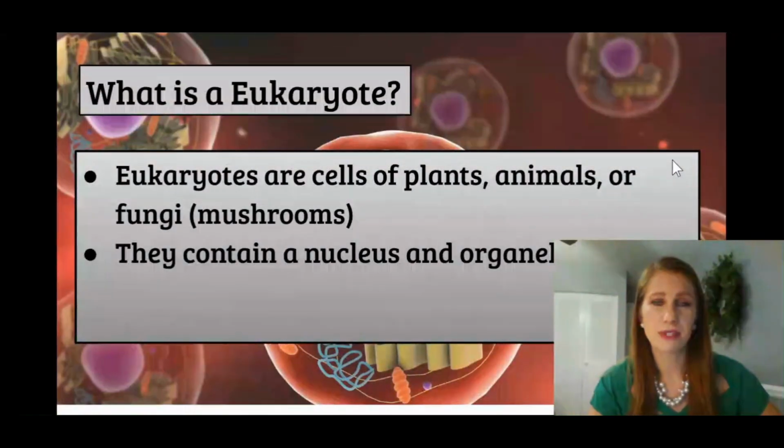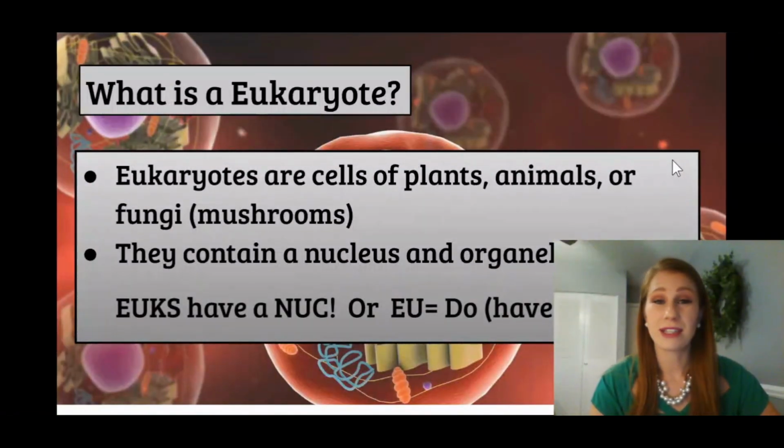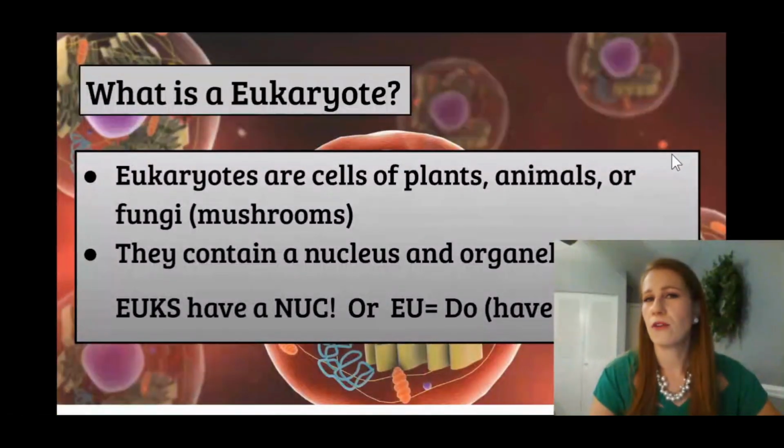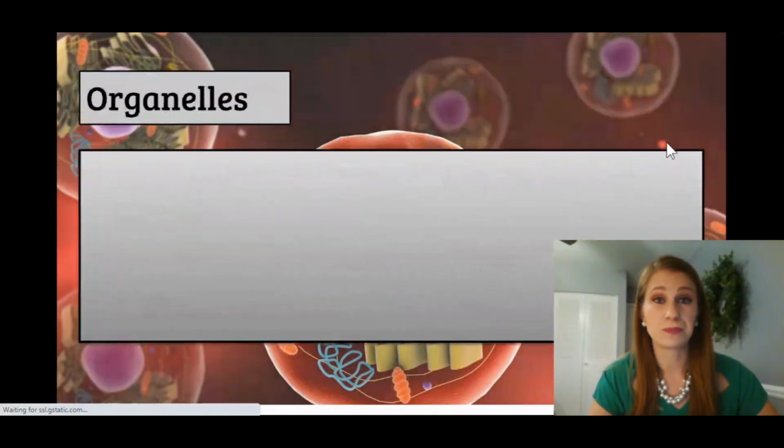It's essentially the opposite of prokaryotes, which we talked about last time. Prokaryotes do not have a nucleus and they do not have organelles. So we said that pro says no to a nucleus and organelles. On the flip side, we can say that euks have a nuke. That's my favorite way to say it. Or you could say that U equals do, or U does have a nucleus. But however you remember it is really up to you.